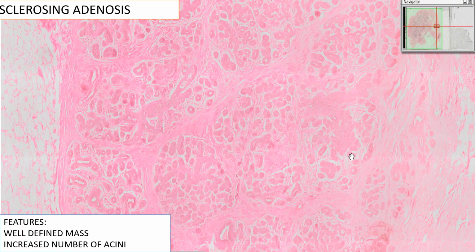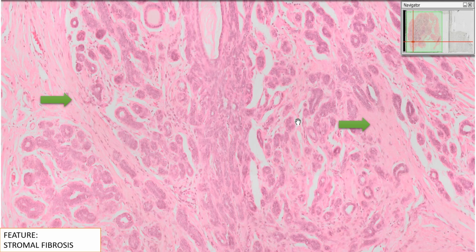Under the microscope, sclerosing adenosis looks like this. So it's still a benign entity. It's a well-defined mass, but with an increased number of acini. These acini are compressed because of stromal fibrosis. And this compression will lead to a difficult diagnosis because it may look like a malignancy. Showing here the stromal fibrosis as pointed by the green arrow.